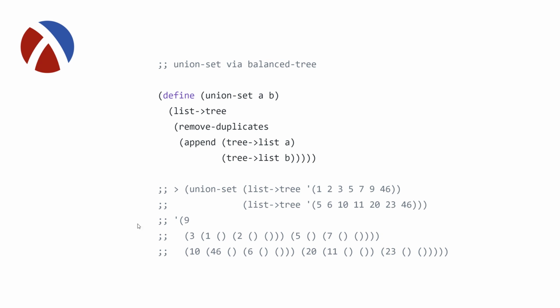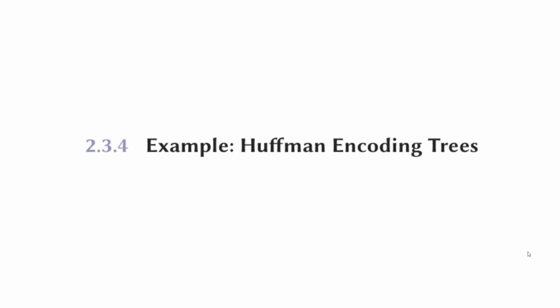And I didn't write a unit test for this one, but if we have the elements 1, 2, 3, 5, 7, 9, and 5, 6, 10, 11, 20, 23, 46, you'll note that we end up with a balanced tree. It's a little bit tricky to read, but 9 is sort of the root, and then all of these elements are on the left and all of these elements are on the right. You can see that this is a balanced tree if you were to draw this out.